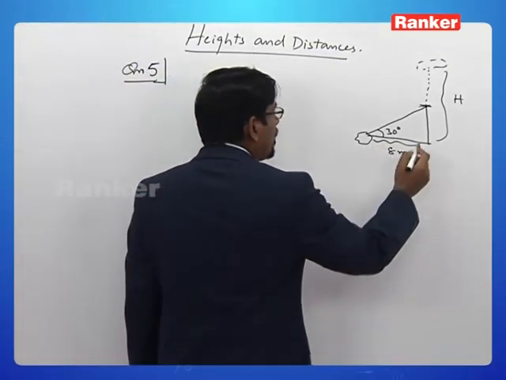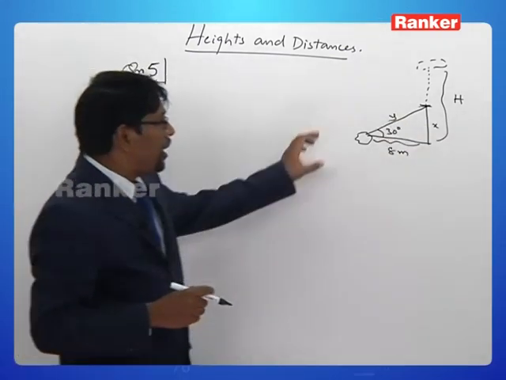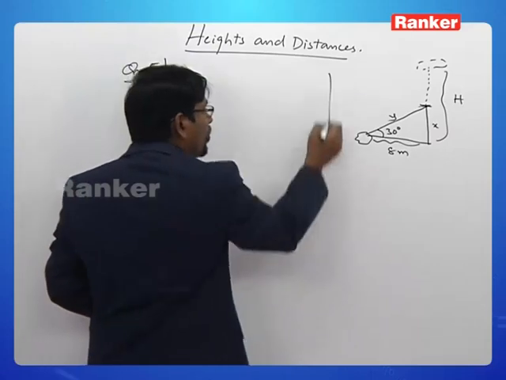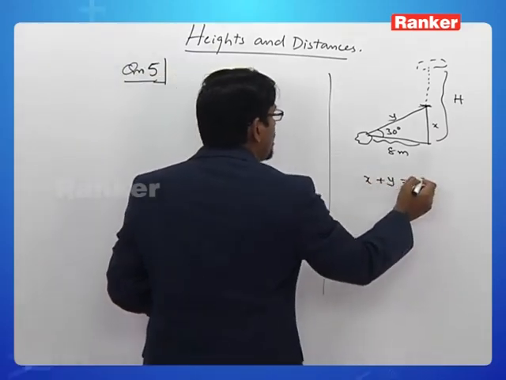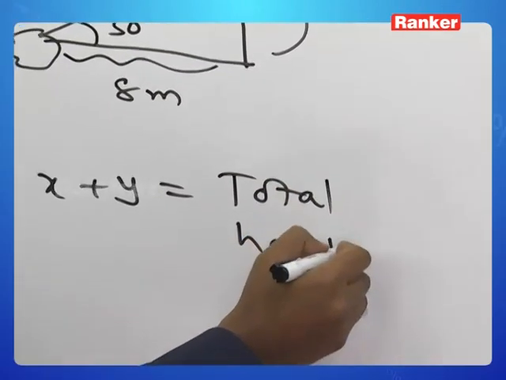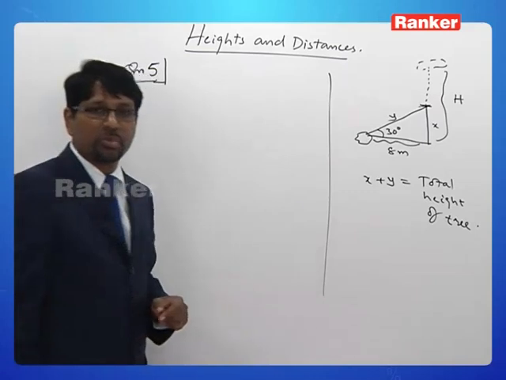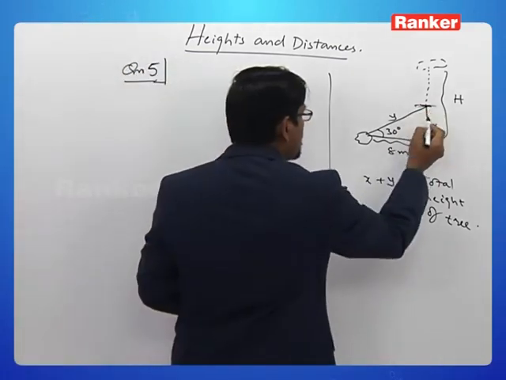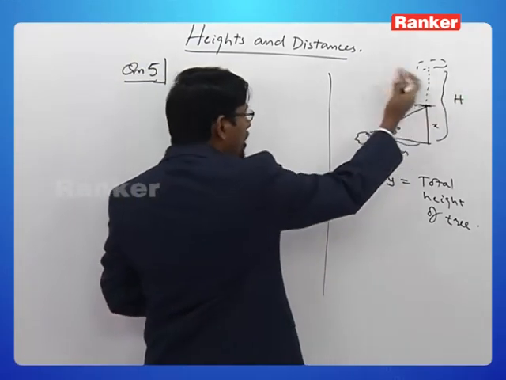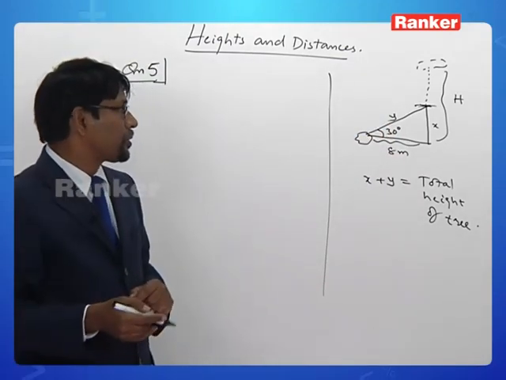Now let us call this x and call this y. It was this y which would have contributed to the total height. x plus y is the total height of the tree before it was broken. So it was broken at this point at a distance of x from the ground. That got folded and then it is y now. So x plus y is equal to your total height h.